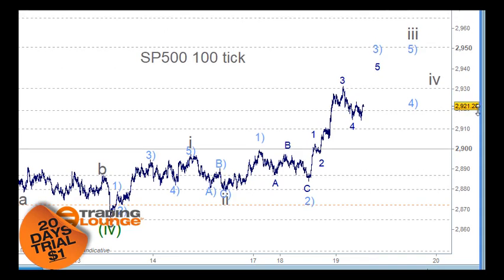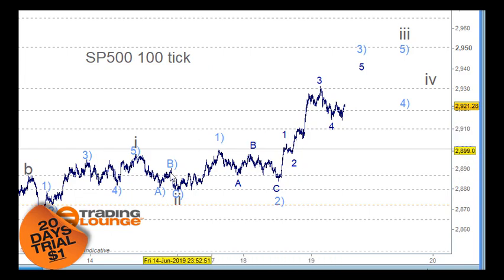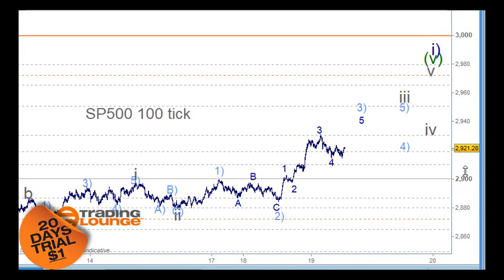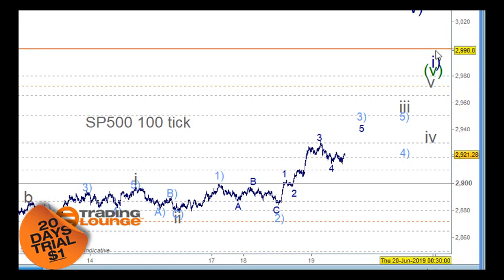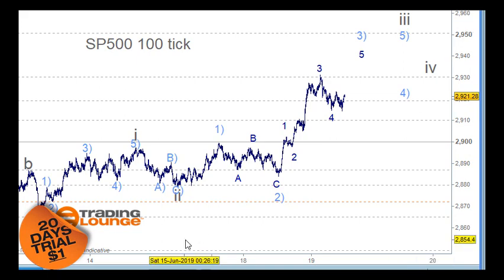Looking at the size of the way that this is unfolding here, this market really wants to get as high as it can up into that 3,000 area here. Will it get there? I don't know. All I can do is just keep tracking the structure to the upside.